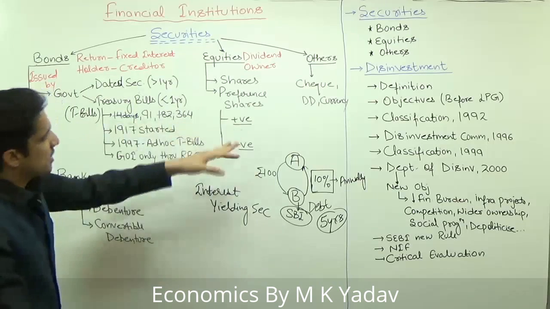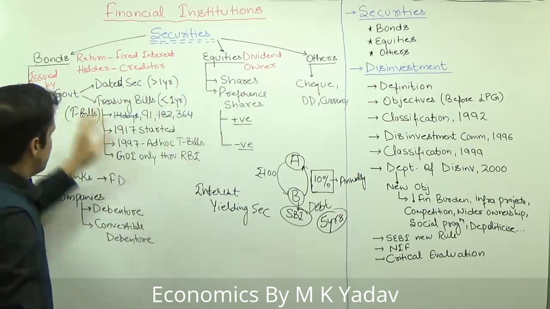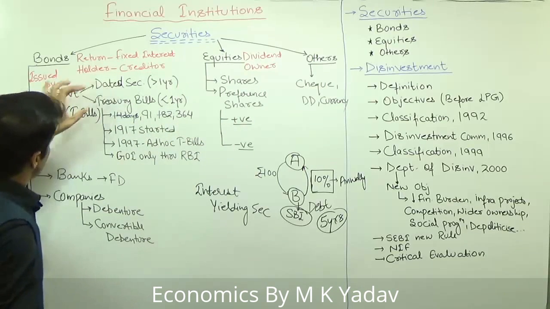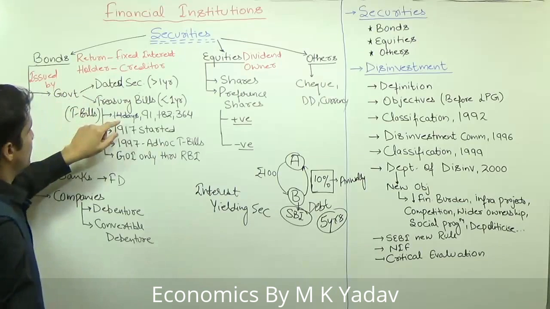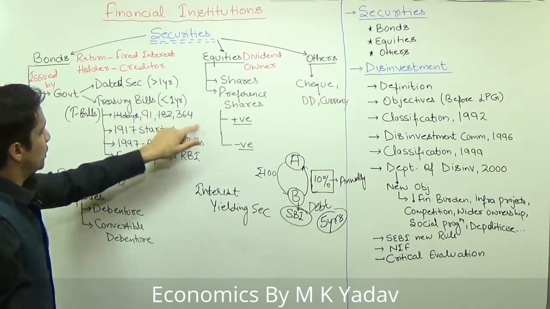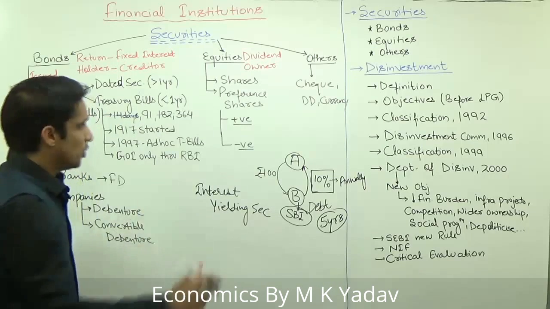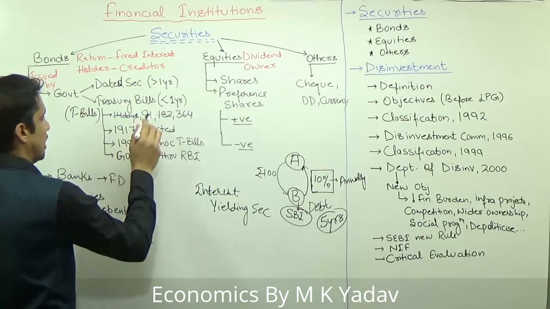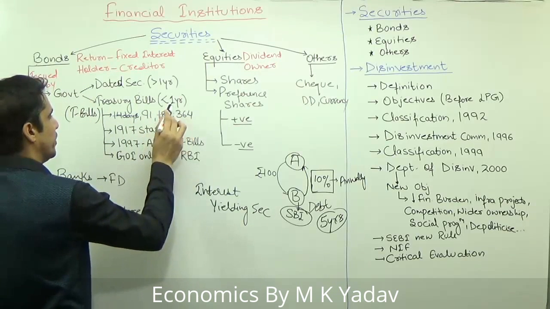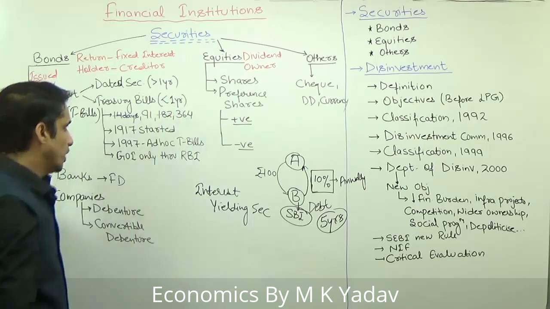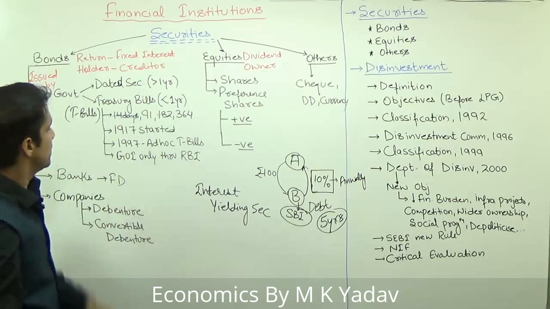Although RBI recently started 7 days repo and all, it is different, but the T-bills which are issued by the government are of 14 days, 91, 182 and 364. This is the international classification. But in India, we don't have 14 days T-bills. We have 91, 182, 364. Very rarely government uses 182 days maturity period T-bills.